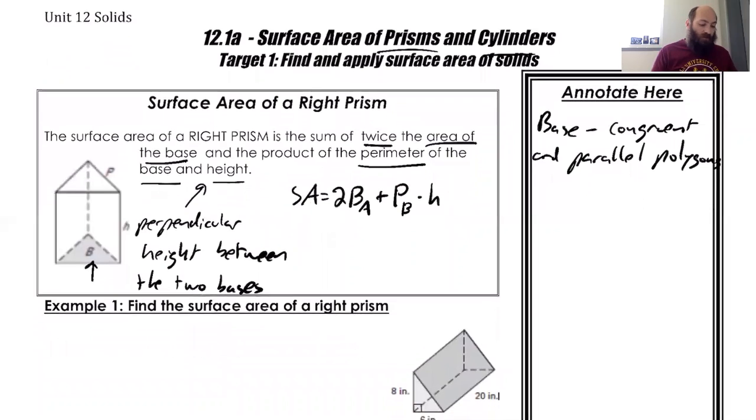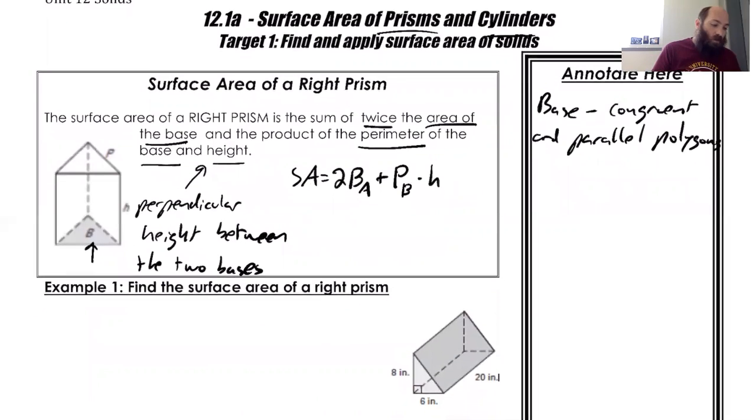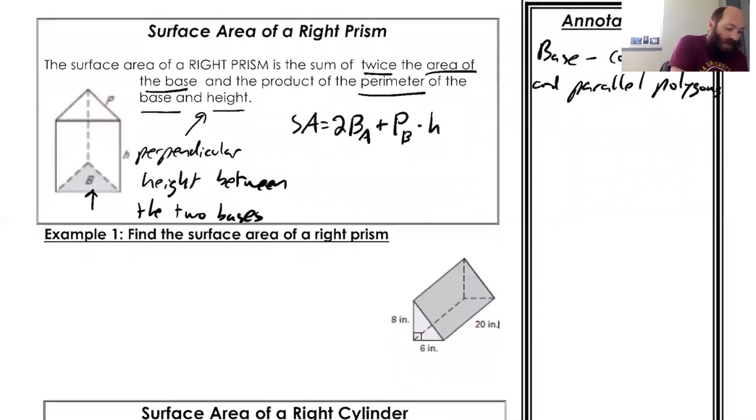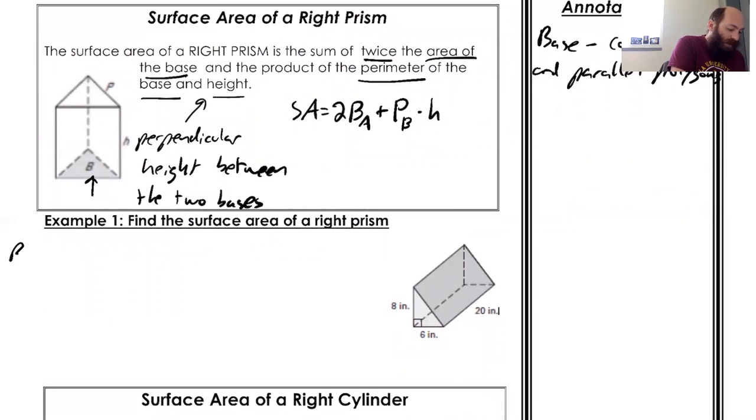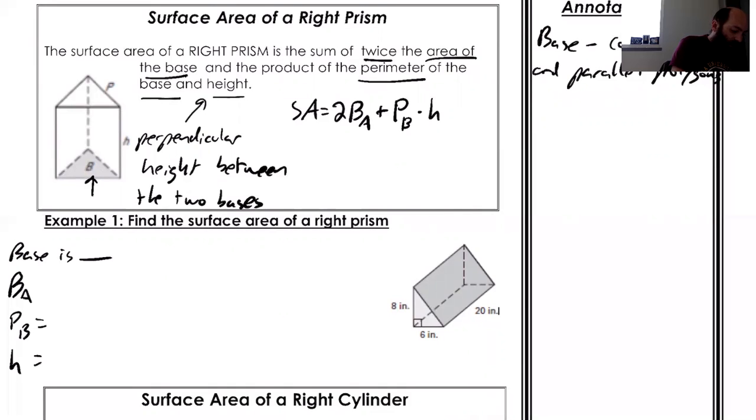So when we look at this one, for example, one of the things I like to do is label my base. I'm going to write that down. I'm going to find the area of the base, the perimeter of the base, and the height. I want to label all of these individually so then I can just put it together into this one formula right here.